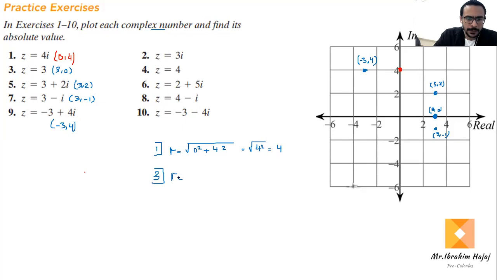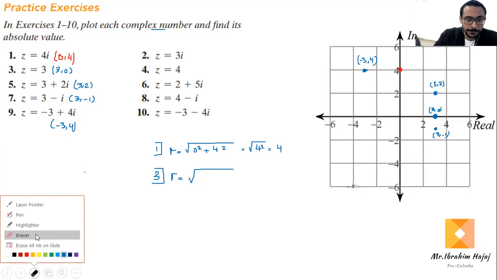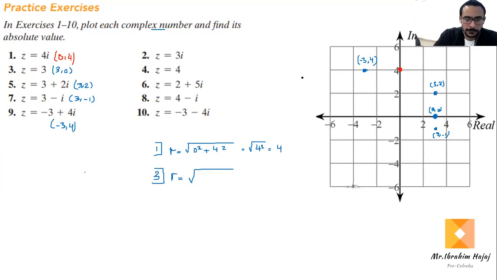Number 3. What's the absolute value of this complex number 3? It's the square root of 3 squared plus 0 squared, which is 3 squared, the square root of 9, which is 3. So it's 3.